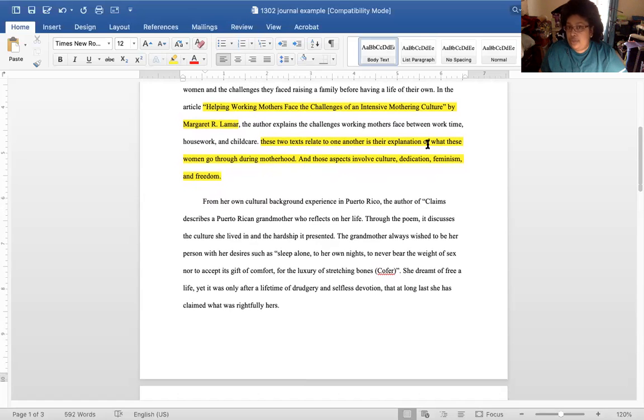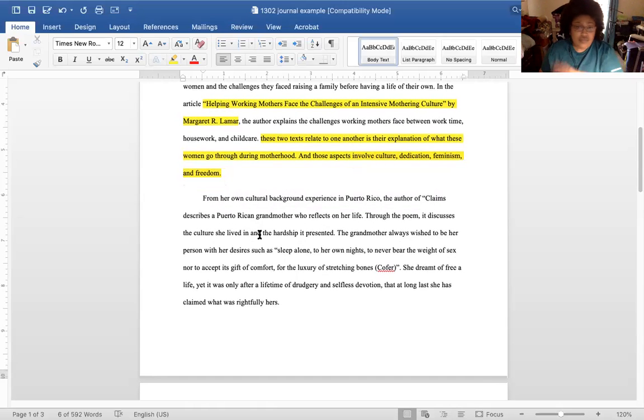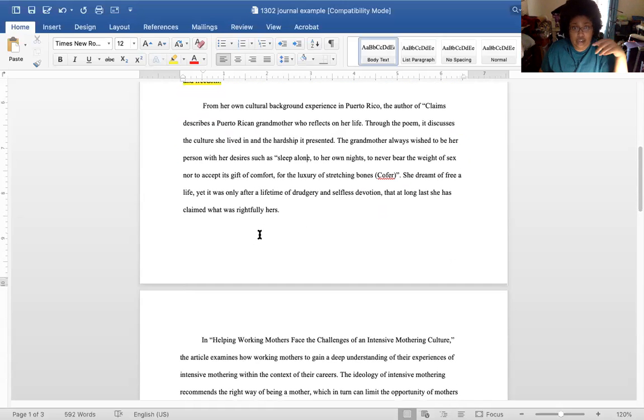They're telling me how these two relate to each other. He is not comparing or contrasting these articles at all. It is not the purpose of this journal. And this particular student said, these aspects of these two articles involve culture, dedication, feminism, and freedom. He really could have just had one, right? But I have this sneaking suspicion just based on reading this, that he used all of these wonderful words as search terms, and they happen to be his topic, right? So that's it, that's all I'm gonna talk about the intro. I'll come back to it.